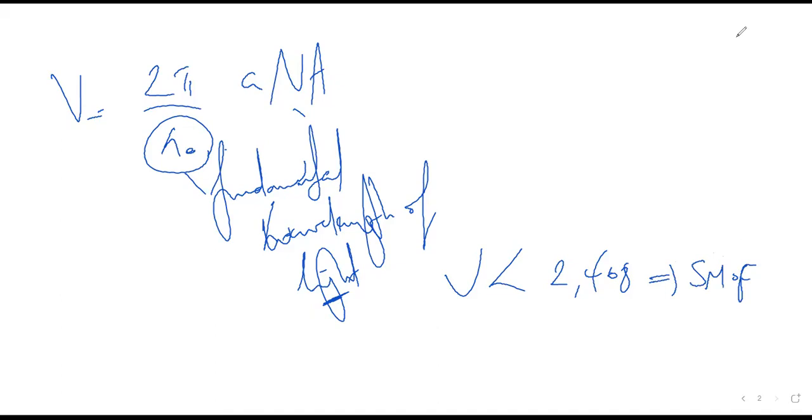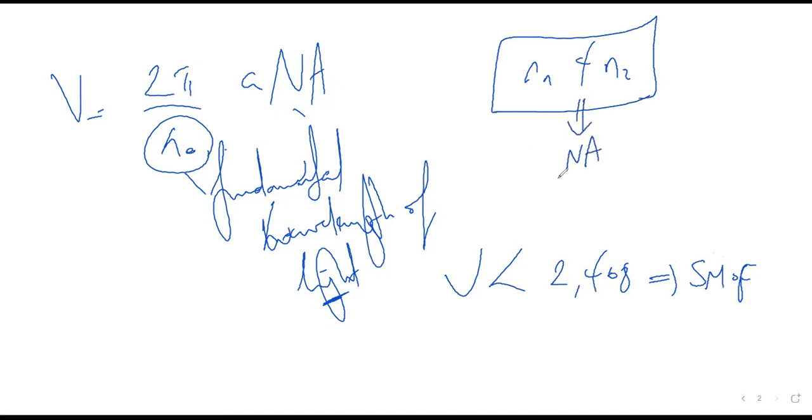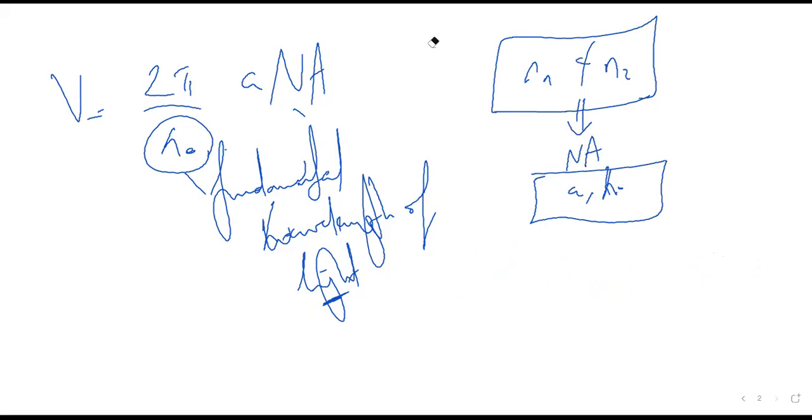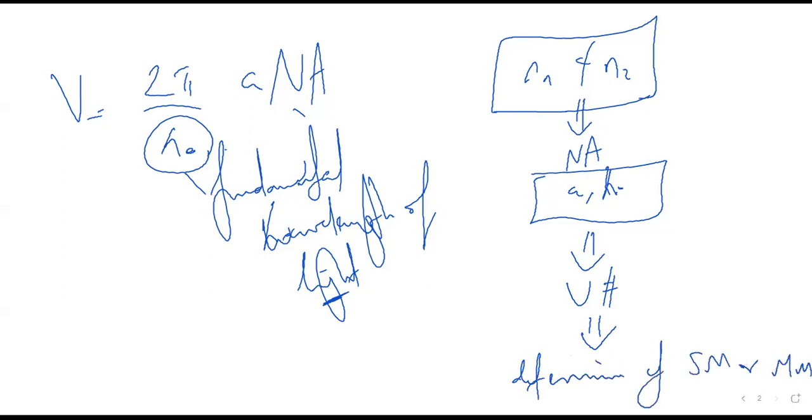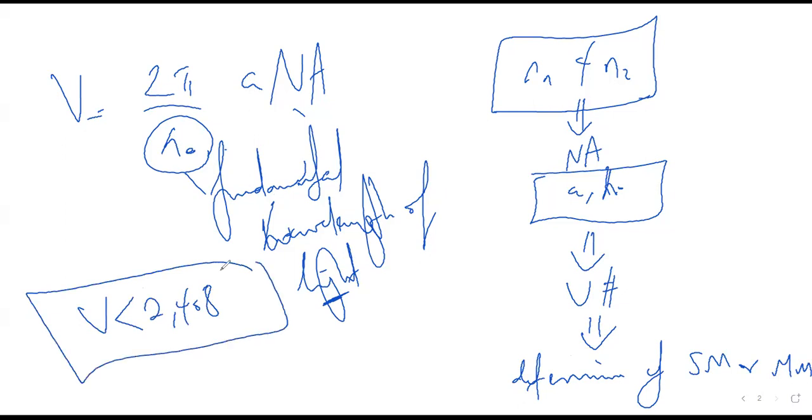Typical questions, I think I mentioned this in the last videos. You are given n1 and n2, and asked to find the numerical aperture. You are given a and the wavelength. Find the V number. Then determine if it is single mode or multi-mode. You know how to calculate the numerical aperture, it's a formula. How to calculate the V number, it's a formula. Determination of single mode or multi-mode all depends on this number. If the value of V you get is less than this, then it's a single mode optical fiber. Very simple things. These are the typical questions you'll be having in your exams.